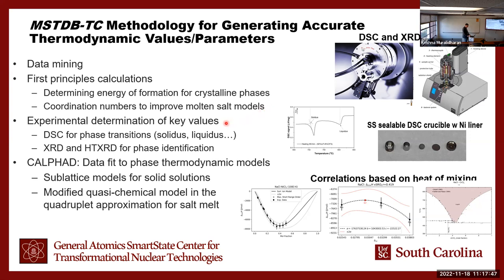Last resort is experimental determination of key values. Why is that last resort? Because it's expensive. It's time consuming. But you have to do it if you don't have other information. So we do differential scanning calorimetry, Raman, high temperature XRD, and all of that information then goes into CALPHAD modeling.